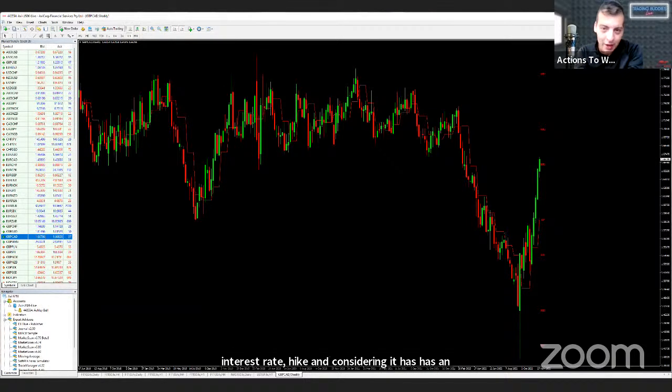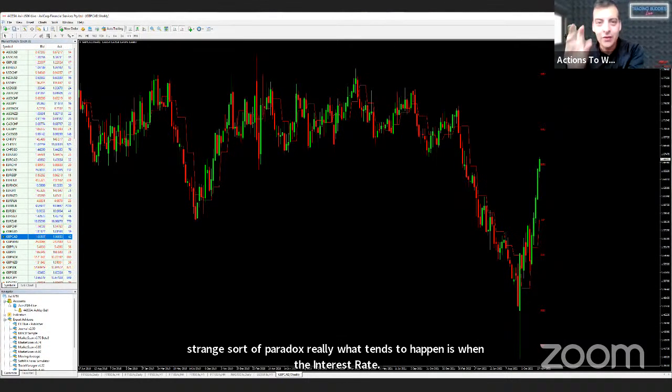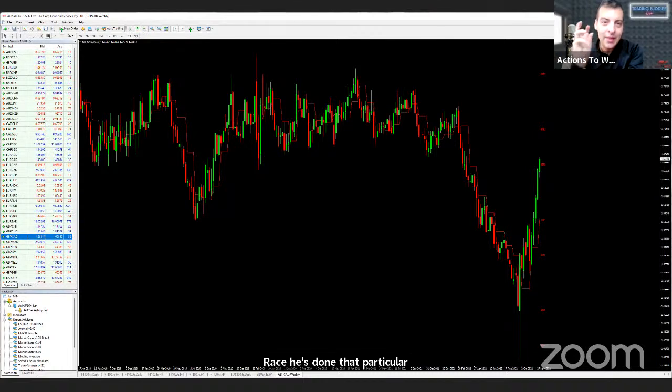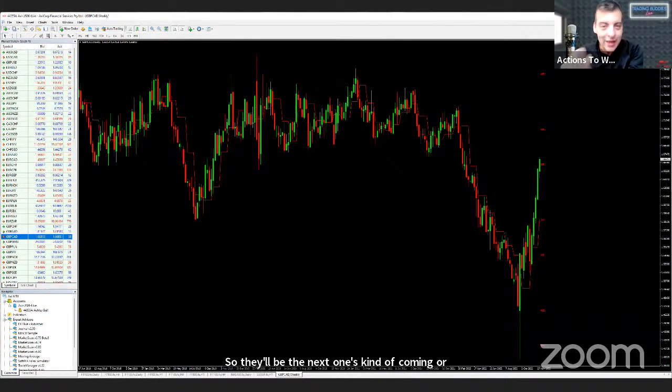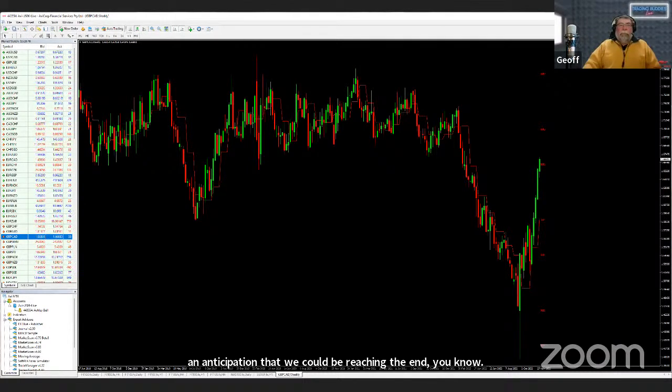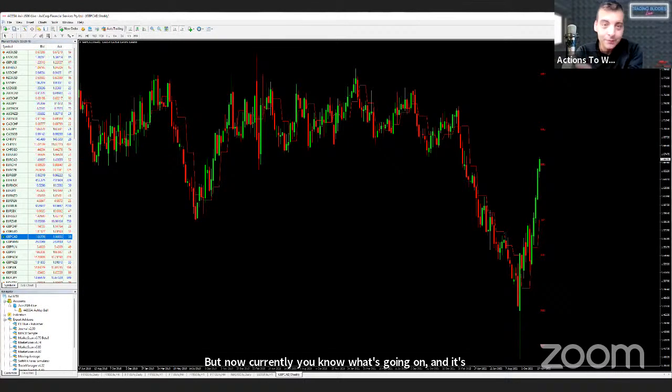The Aussie also had a hike, and what tends to happen, and this is a strange sort of paradox, really, is when the interest rate raise is done, that particular currency tends to weaken. And I think it's because either the others will be playing catch up, so they'll be the next ones coming, or there's an anticipation that we could be reaching the end. And we knew it was coming anyway.